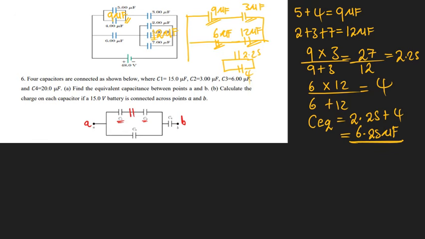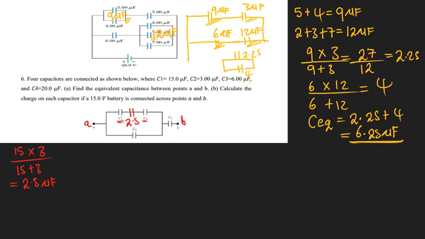What is our C1? C1 is 15. So 15 multiplied by C2, which is 3, all over 15 plus 3. Okay, let's see what we're going to have. So 15 multiplied by 3 divided by 18. Notice that we are getting a 2.5 microfarad for this. So this is 2.5 microfarad.